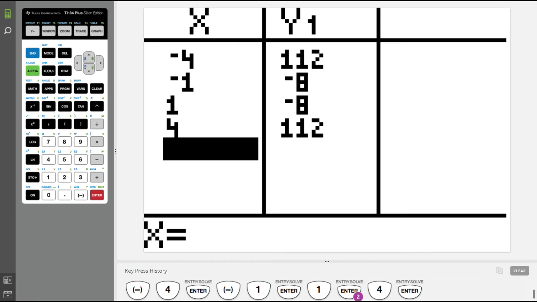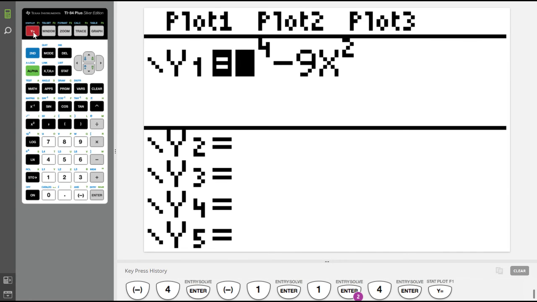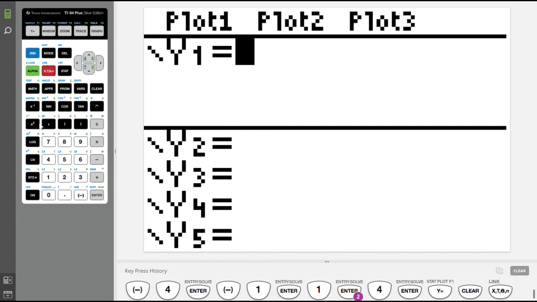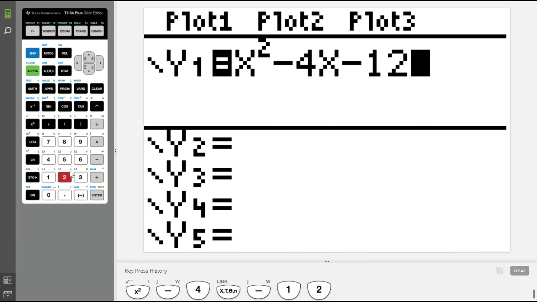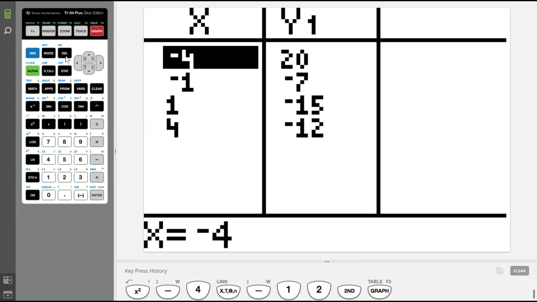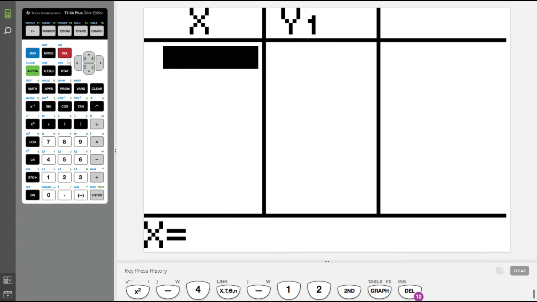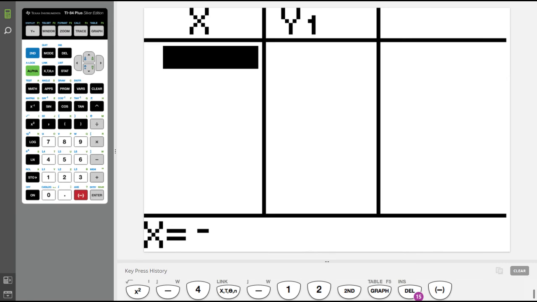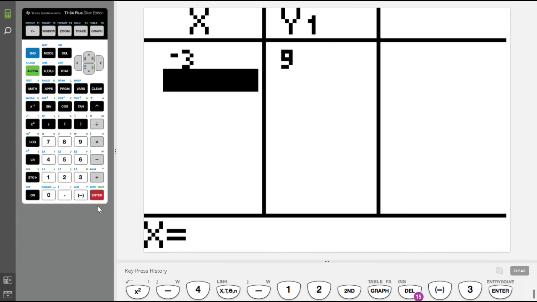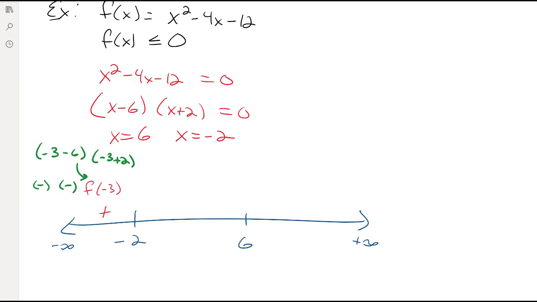Okay, if you don't like it that way, hey, look, go back here, y equals, put in your x squared minus 4x minus 12. Go to your table. And what do we plug in? A negative 3. And boom, you can see it's positive. So remember, it's called a sign test. All we care about is the sign. We don't care about the numerical value. I'm going to just do it the shortcut way from here on out.